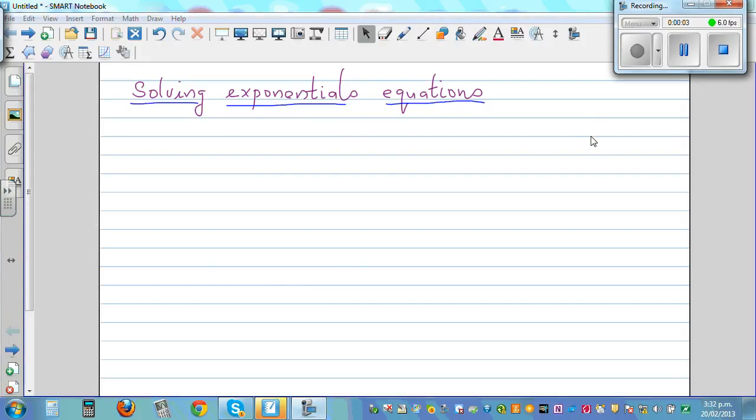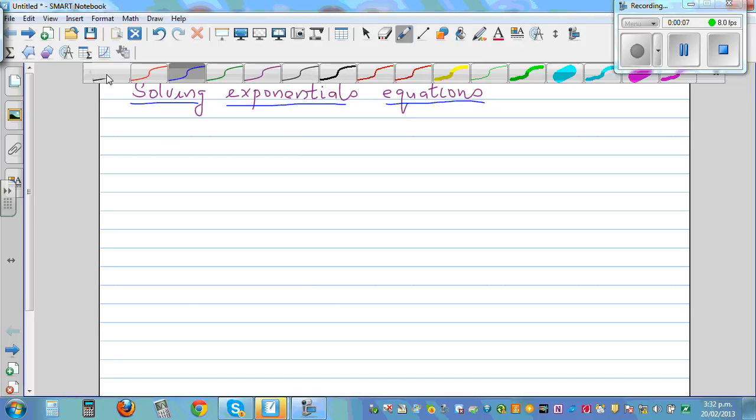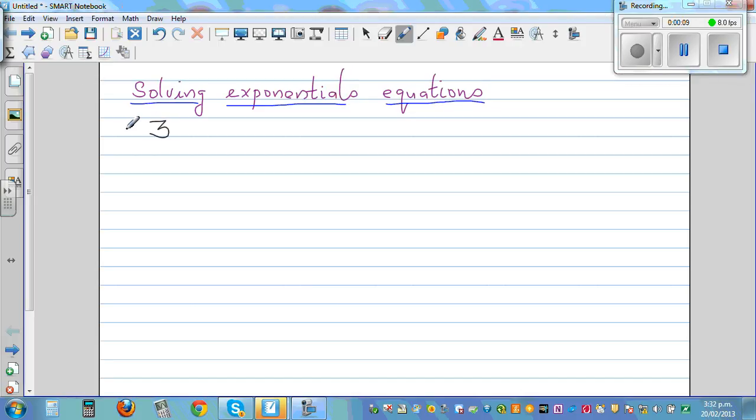Solving exponential equations. So let's start with a simple exponential equation. 3 raised to n is equal to 12. So just looking at this equation, you can say, well, 3 raised to 1 is 3. 3 raised to 2, or 3 squared, is 9. And 3 cubed, or 3 to the power 3, is 27.